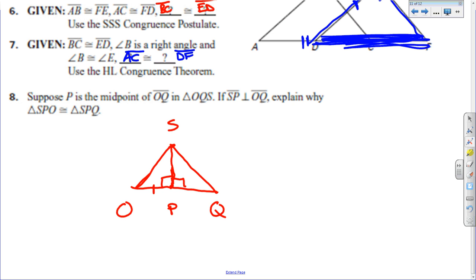Since this is the midpoint, it breaks this side in half perfectly. So OP is congruent to PQ. Then SP is congruent to SP in both triangles. So we have side, angle, side. That's it.